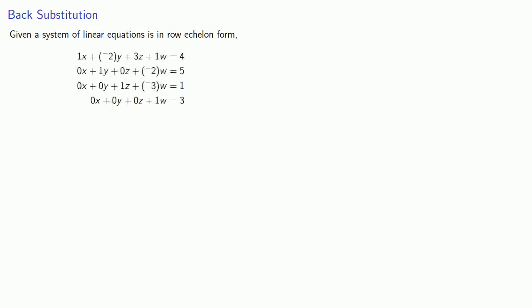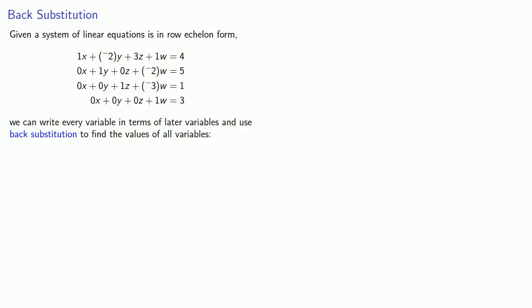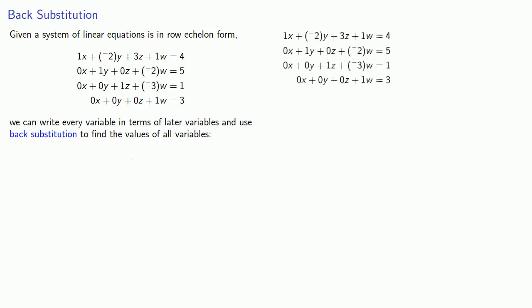Row echelon form becomes important through something called back substitution. Given a system of linear equations in row echelon form, we can write every variable in terms of later variables and then use back substitution to find the values of all of the variables. Let's see how that might work. So we'll take our system of linear equations in row echelon form, and since our variables are listed in the form x, y, z, w, we'll assume that's the ordering of the variables. It's convenient to start with the last variable w, and we see from our last equation w equals 3.